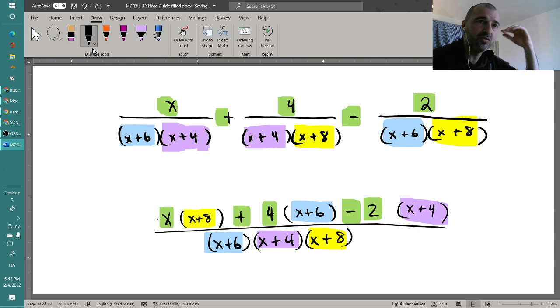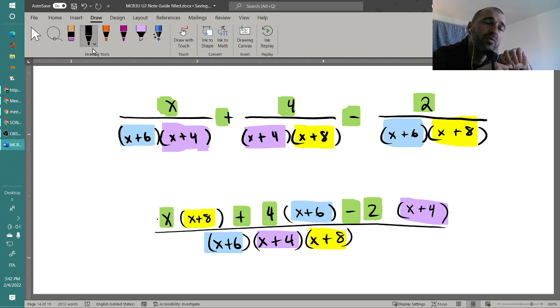Once you've gotten this far, you've effectively achieved the learning goal and the success criteria for addition and subtraction of rational expressions. The rest of the question, though, is just doing a little bit of simplification.